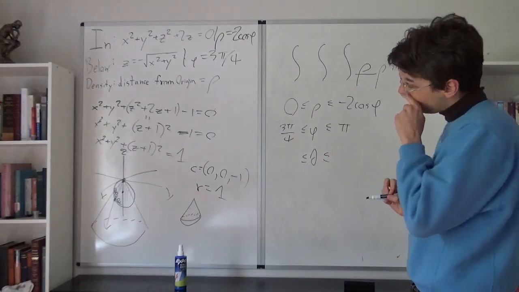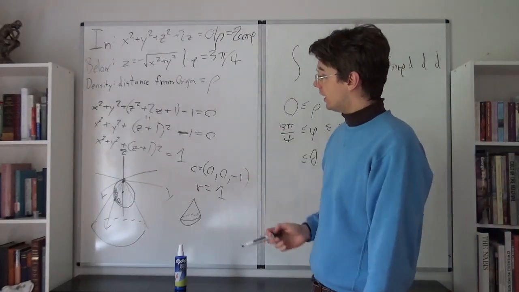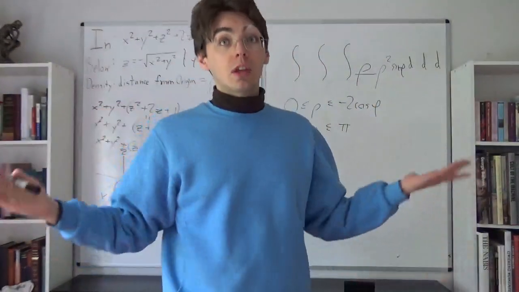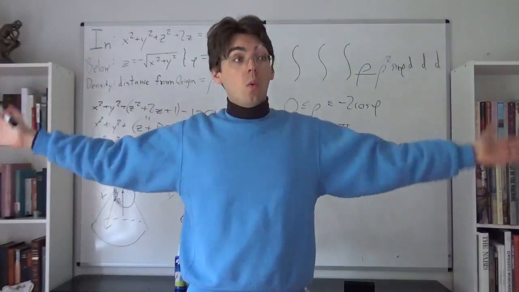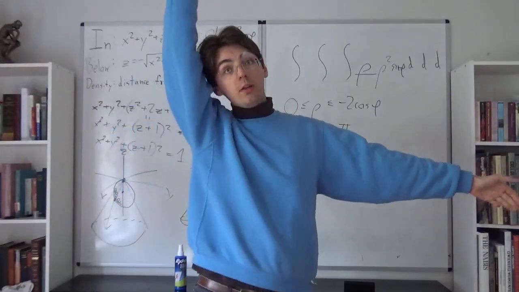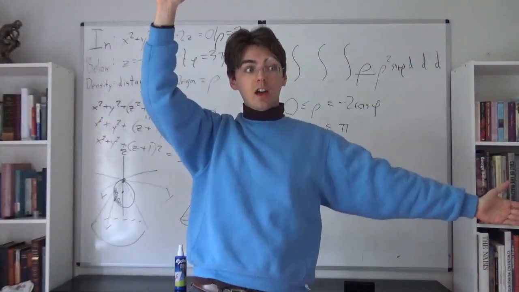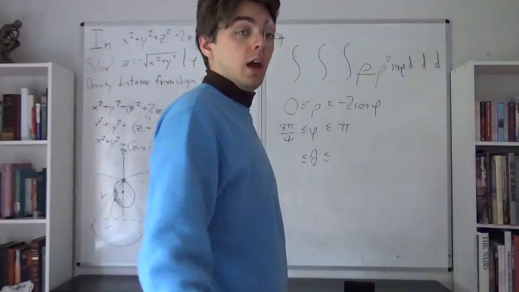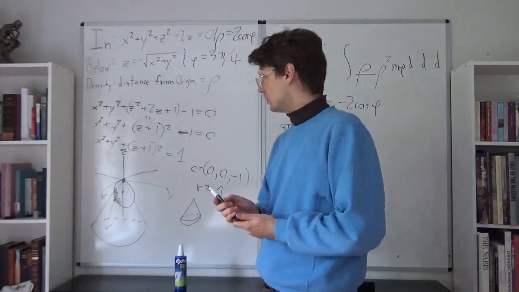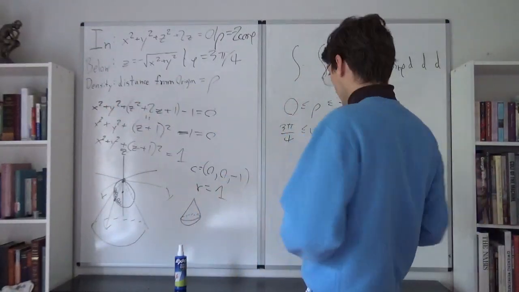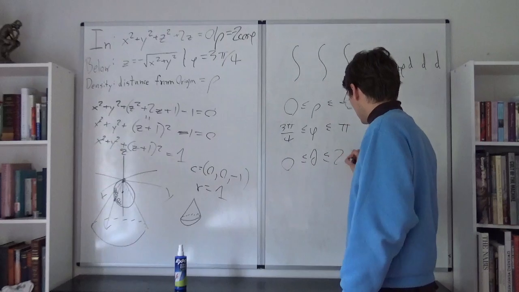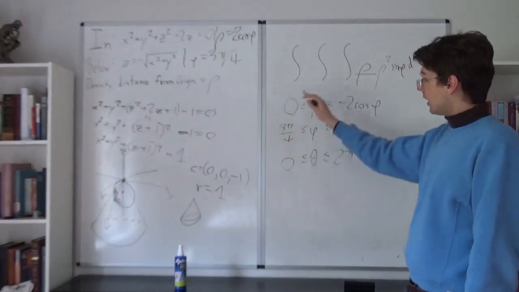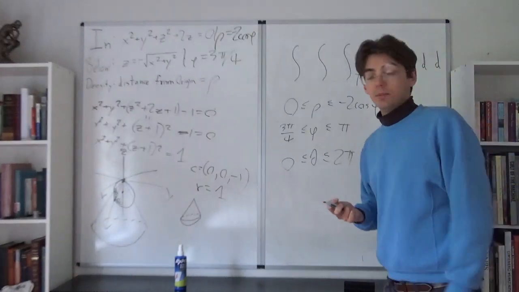And what about theta? Well, there's really nothing on theta. This guy goes all the way around. If I cut it in half by the YZ plane, or cut it with a plane like this, I would have bounds, but I don't have any such planes. I go all the way around, so this is going to be 0 to 2 pi. Now I have all of my bounds, and I'm ready to figure out what order they should be.